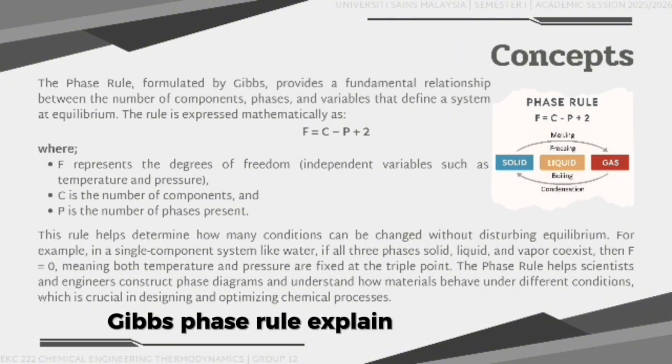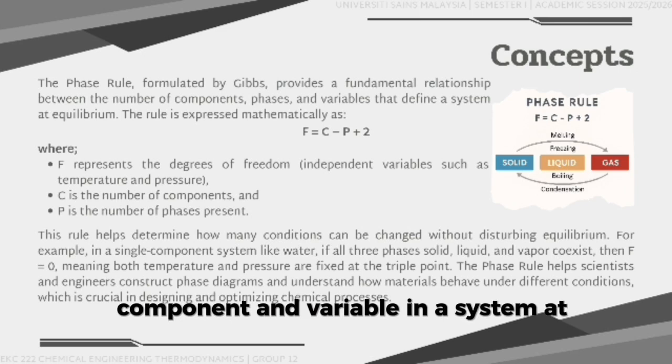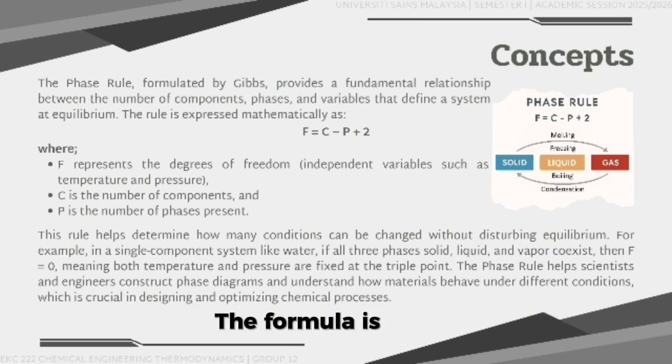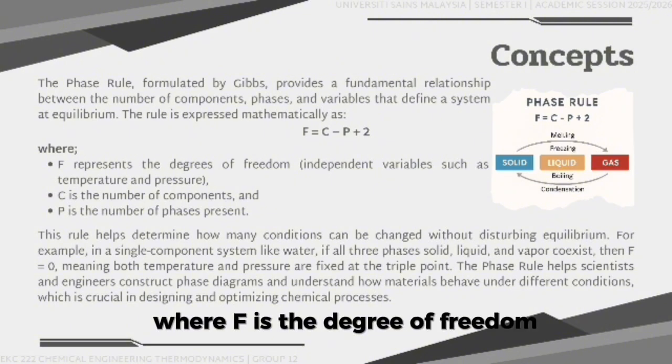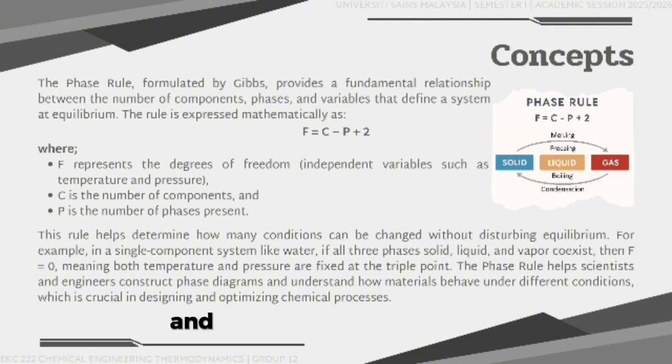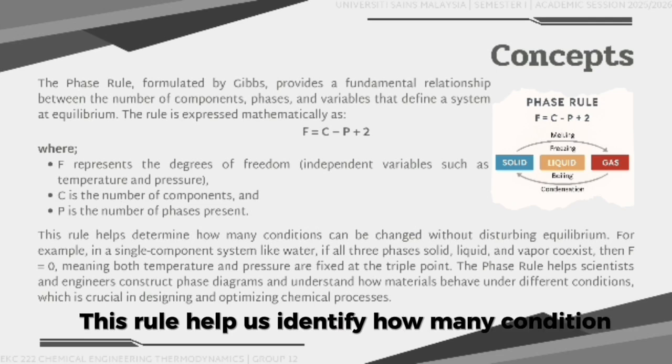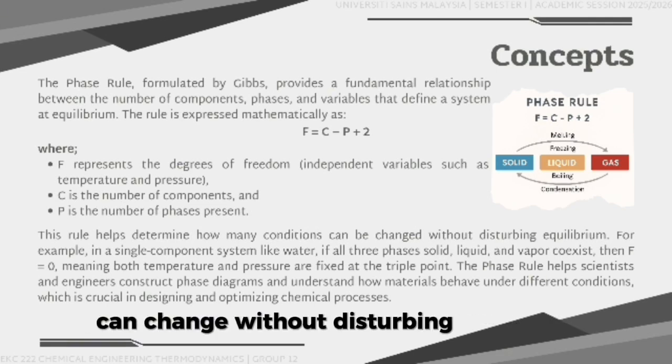Gibbs' phase rule explains the relationship between phases, components, and variables in a system at equilibrium. The formula is F equals C minus P plus 2, where F is the degrees of freedom, C is the number of components, and P is the number of phases. This rule helps us identify how many conditions can change without disturbing equilibrium.